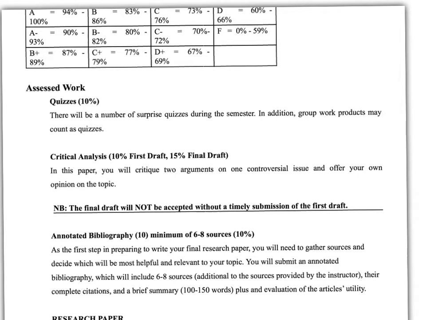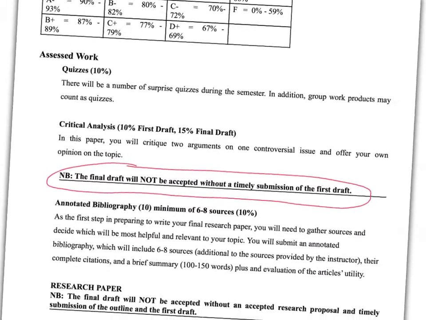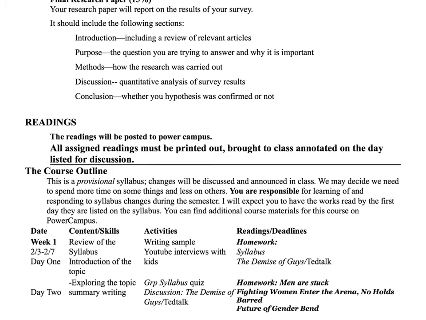Then the assessed work here just describes what each item is. What I do want you to notice, what's important, is that the final draft will not be accepted without timely submission of the first draft, which means you cannot turn in the first draft and the final draft together. And I will not grade it. You will get a 0 on both things if you don't turn in the first draft, and I won't even look at your final. Please take this seriously. And there is a description at the top of the research paper, but as I said, all of that will be discussed in great detail.